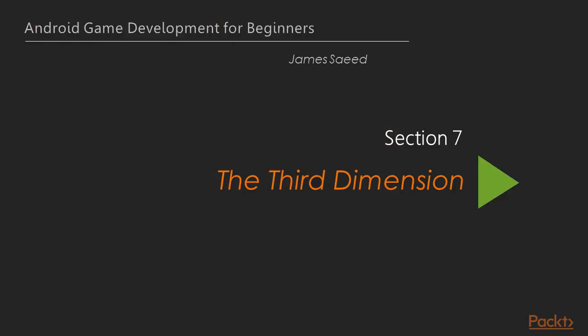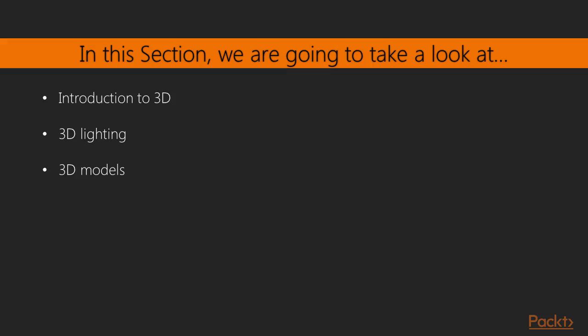Welcome to section The Third Dimension. In this section we're going to take a look at an introduction to 3D and how we would go about rendering in 3D in LibGDX, then looking at 3D lighting models, and how to incorporate that into our game, then looking at 3D lighting in LibGDX, and then using Blender to import 3D models into our LibGDX game.